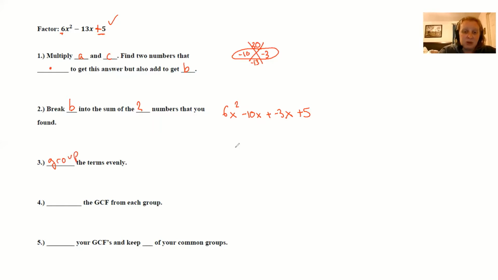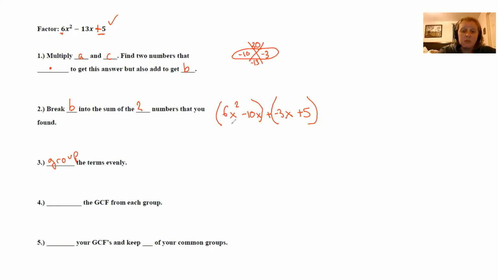So I have 4 terms. I'm always going to have 4 terms. That's the whole point to doing it. And I'm going to group 2 and 2 together. Again, haven't changed the value of the problem. It's not now a FOIL problem. There's a plus sign separating it, so I haven't changed anything.